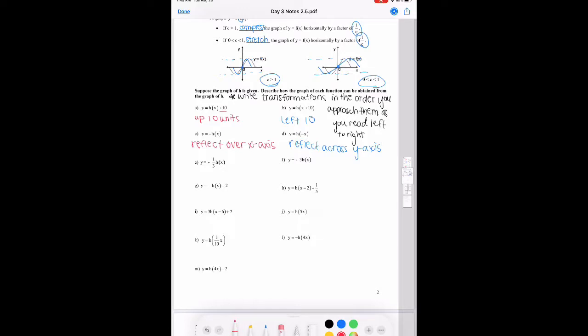All right, part E. Okay, we see here we have that negative on the outside being multiplied, so automatically think reflect, and we know that on the outside that's going to be over the X, and I'm going to abbreviate this now ROX for reflection over X. Then we have this 1/3. Okay, it's on the outside, so that tells me first off that that's vertical. It's a fraction. So for vertical, if it's a fraction between 0 and 1, that's a compression.